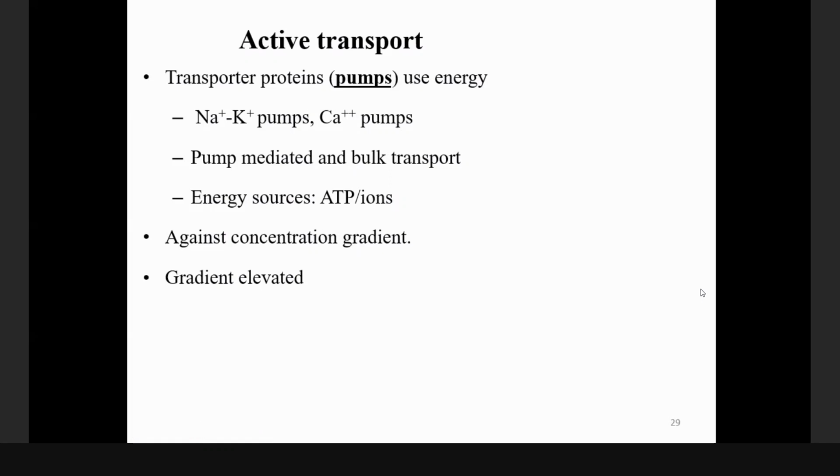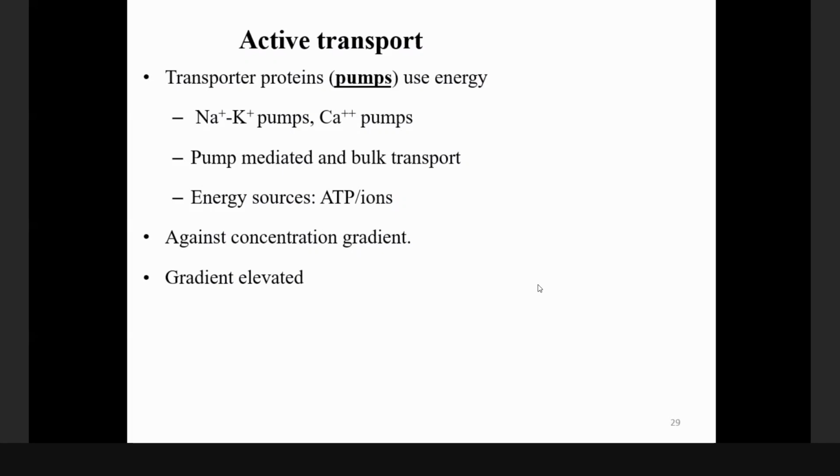Okay, so pump mediated, like the bulk transport, like exocytosis or endocytosis. So exocytosis and endocytosis are active because they need energy, or when substances move from low to high, that's called against the concentration gradient, or that's called uphill movement that needs energy. So such a kind of transportation process across the cell membrane is called active because energy is required. And the source of energy is directly ATP or ions.